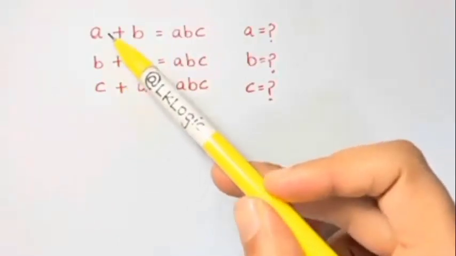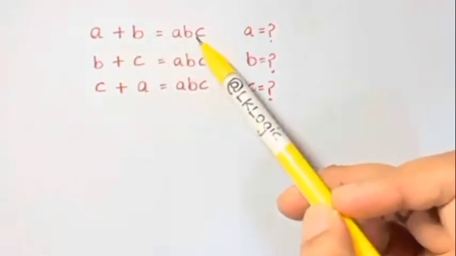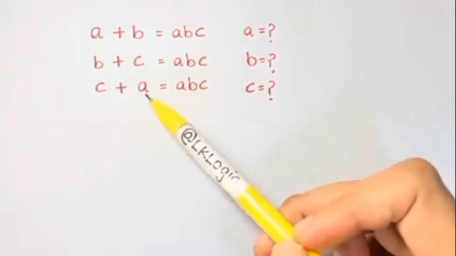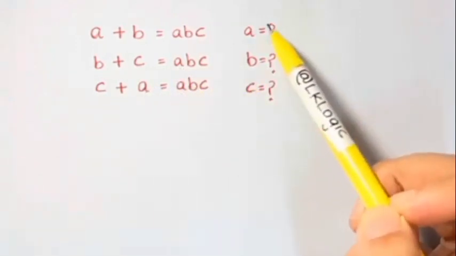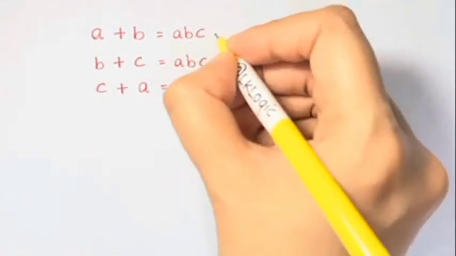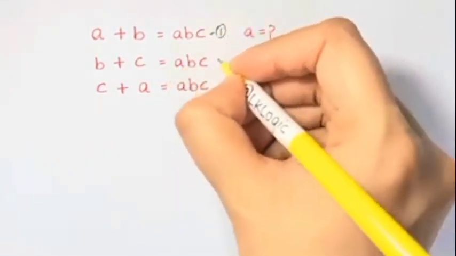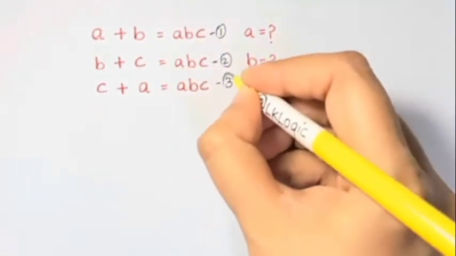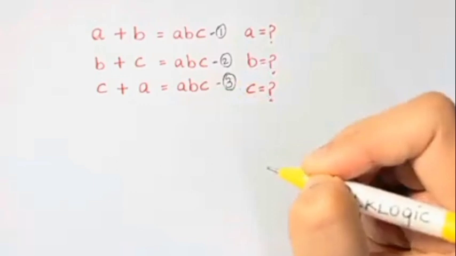Question for you all, which says a + b = abc, b + c = abc, and c + a also equals abc. And what is the value of a, b, and c? So let's name these equations as 1, 2, and 3 so that it is easier for us to work with.